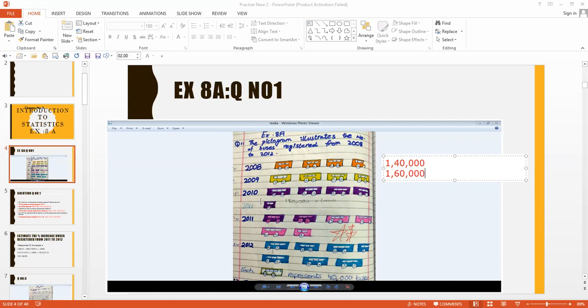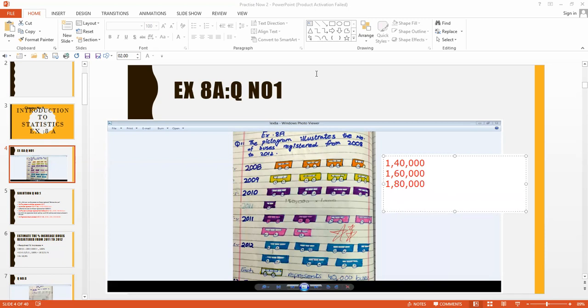In 2010, how many buses are there? 1, 2, 3, 4. 4 complete and 1/2. As we have already done in 2009, 4 buses show 1,60,000. So what is the half? 20. So it becomes 180,000 in international, and in the Pakistani system you can say 1,80,000. Now I think it is clear to all. Very good. First, you have to do this, and after that, we have to come to the question.